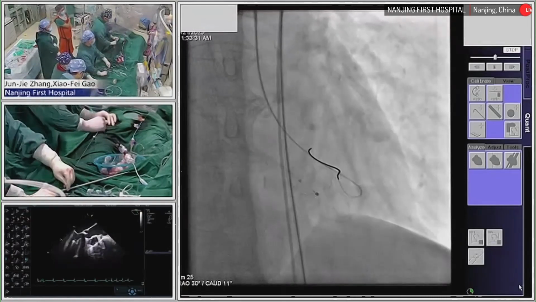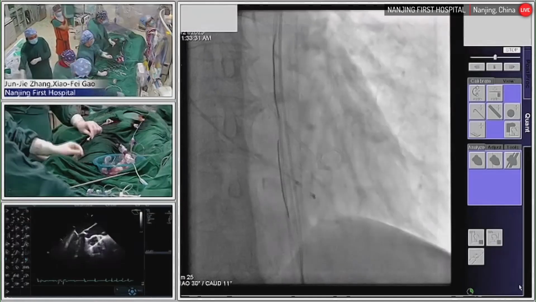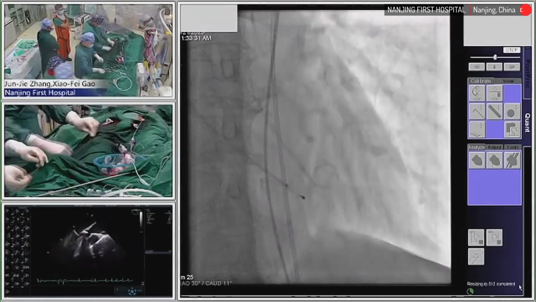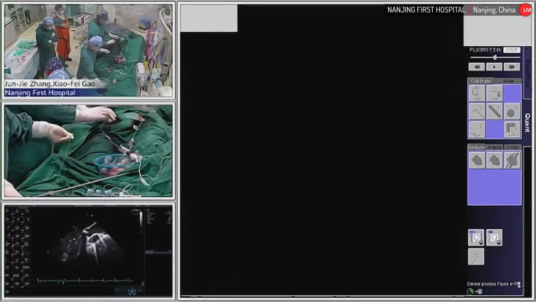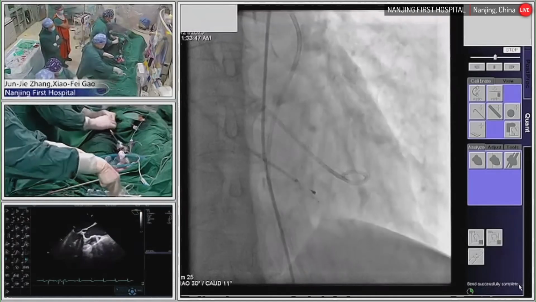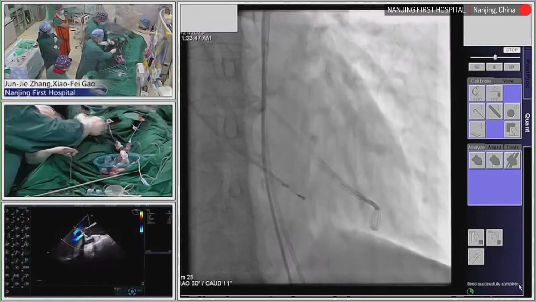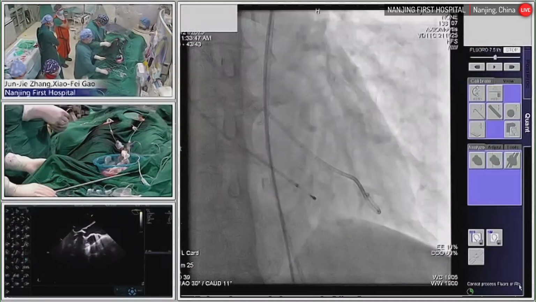Okay, be careful. Okay, a new one. Professor Zhuan, after the predilation, is the regurgitation a lot or just mild? Mild, mild to moderate. Okay. The hemodynamic is stable, so we have enough time.